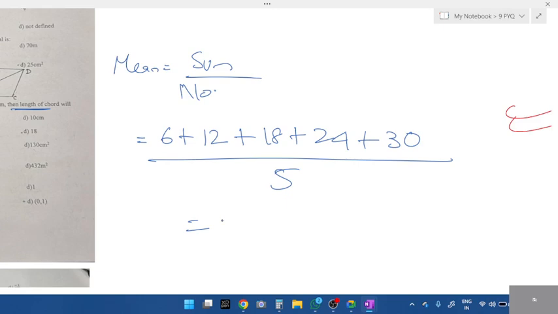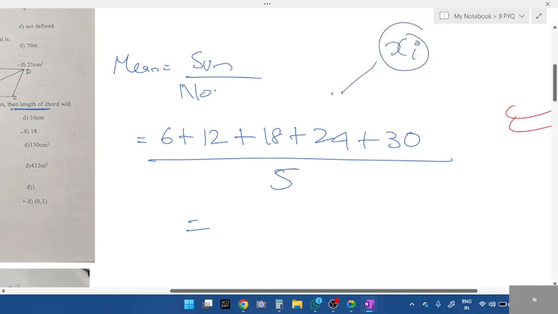Remember, there's only one value given, students. This is only xi value. All these are xi values. So you can't use direct method, assume mean method, nothing.